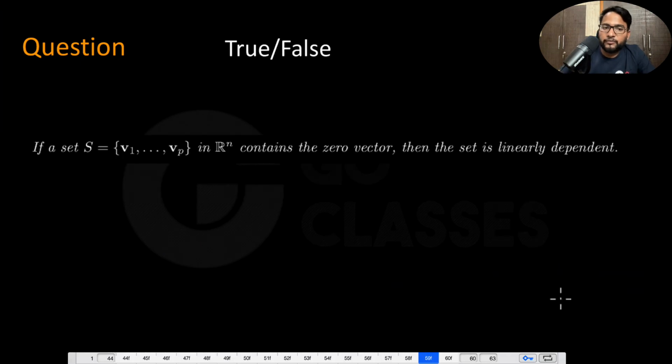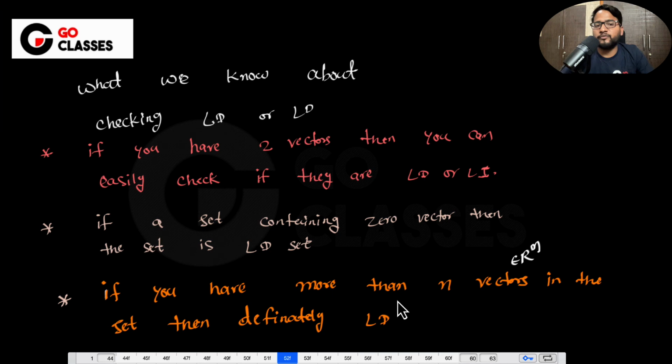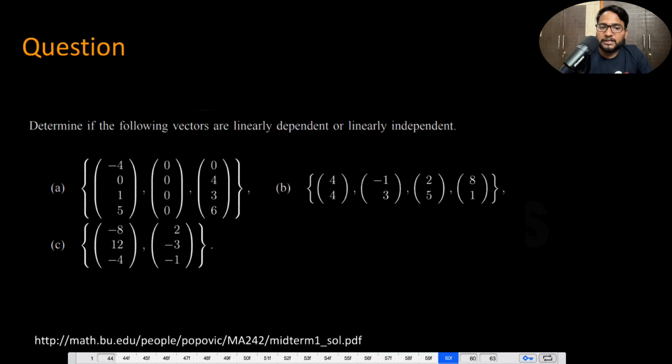Now let's see if you can solve this question. If a set in Rn contains a 0 vector, then it is linearly dependent. Yeah, we have already seen this question. The answer is true, right? If a set contains a 0 vector, then it is linearly dependent. So basically, till now we have just built a few basics about linearly dependent and independent, like what is linearly dependent, what is linearly independent, and based on these few ideas, we have solved a few questions. Let's solve one more, I think the last question.